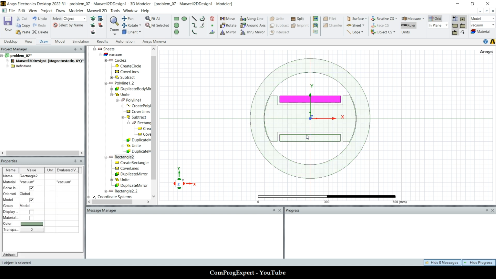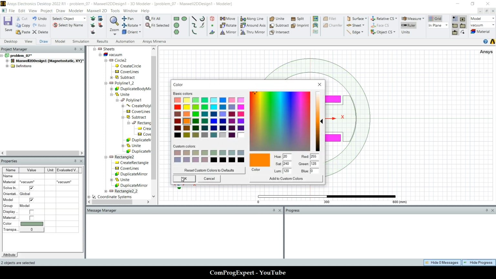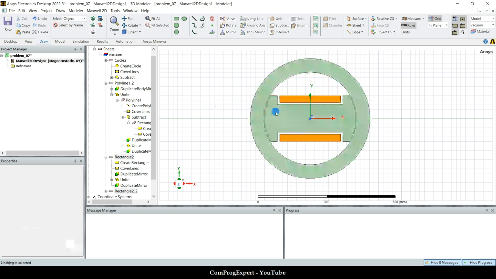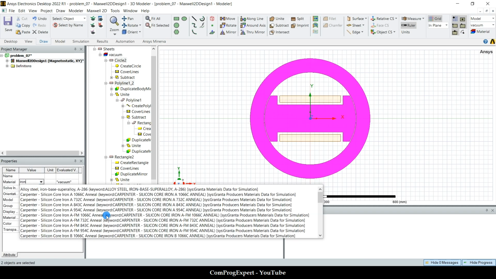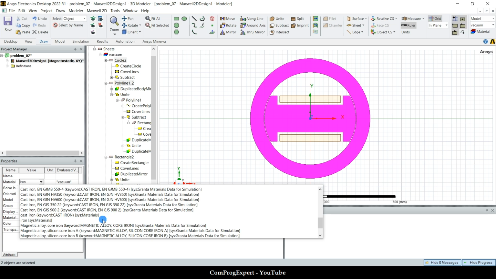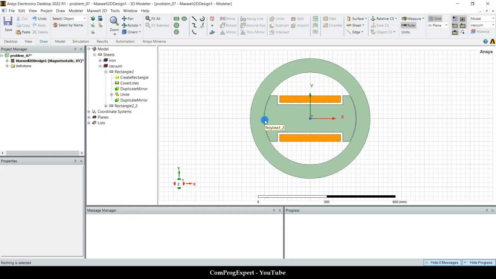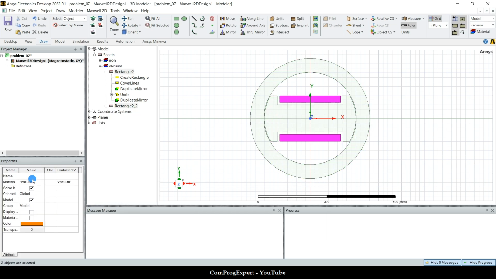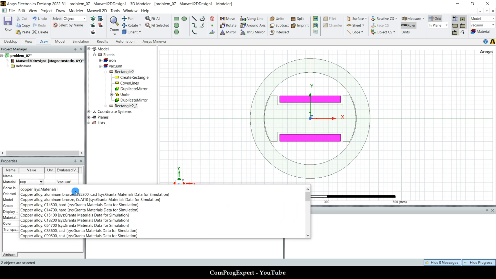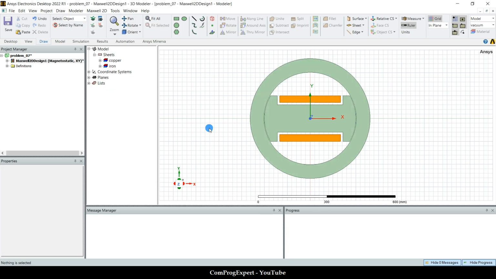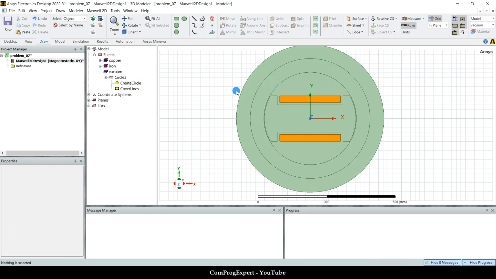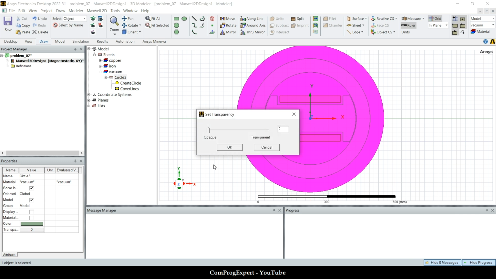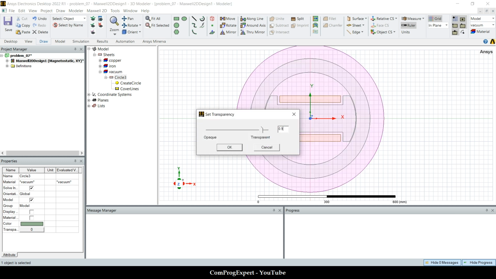Yes. So let's change the colors. And here we have iron. Like before, we need to increase the value of the permeability. These two are copper. And we need to draw enclosure. Here I draw this enclosure. Let's change the transparency.